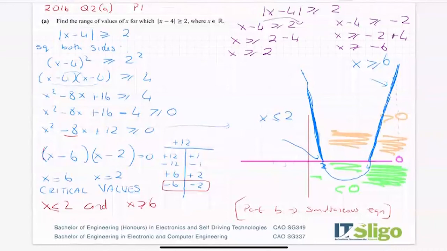Oh, because it should be a plus. Minus 2 plus 4 is again plus 2. And I got all my signs wrong. Right, let me redo that.